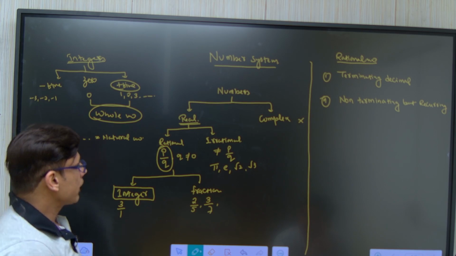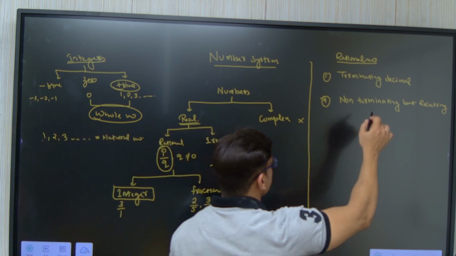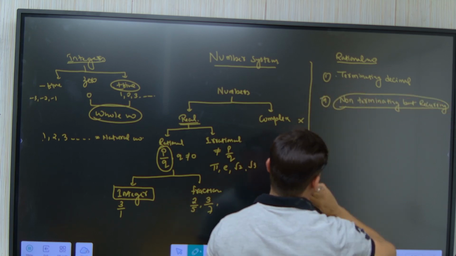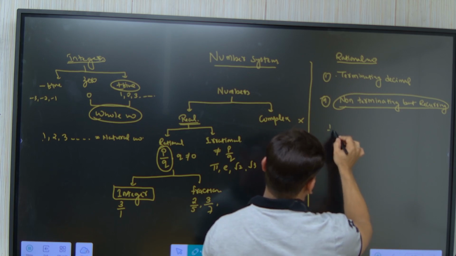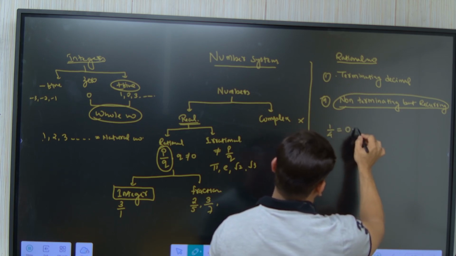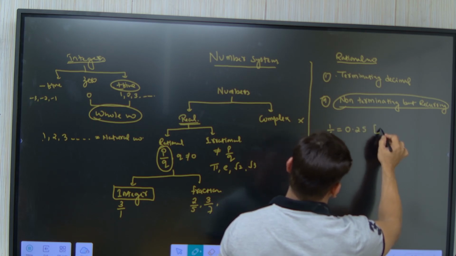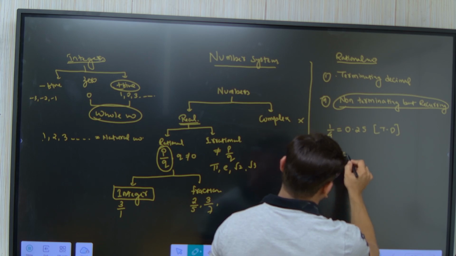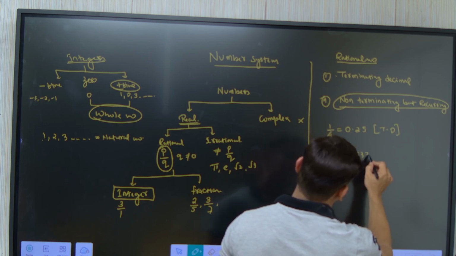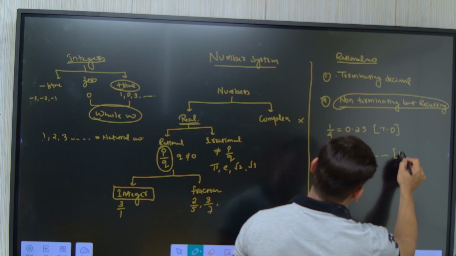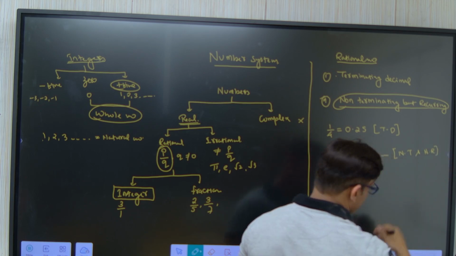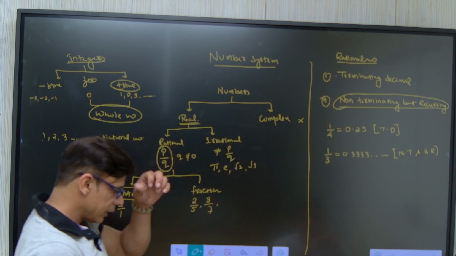Now, as I told you, rational numbers are of two types. One is terminating decimal and second is non-terminating but recurring decimal. What is a terminating decimal? One which comes to an end. For example, 1 by 4, which is 0.25. And 1 by 3 is equal to 0.3333, which is non-terminating but recurring decimal, right?